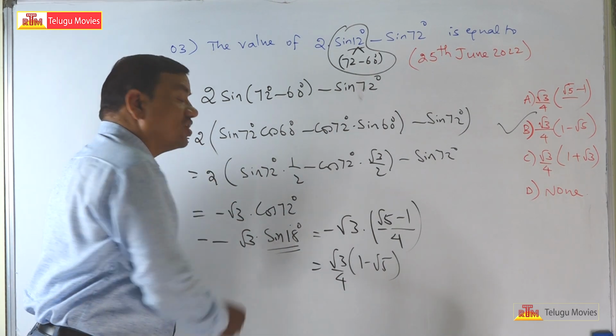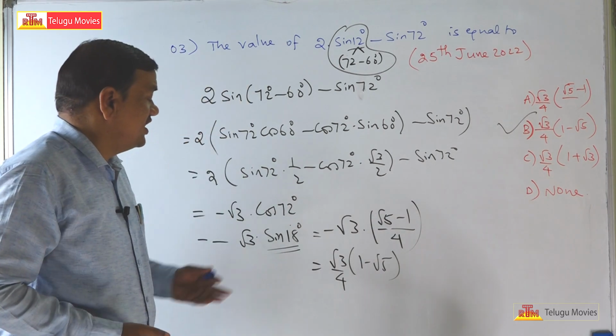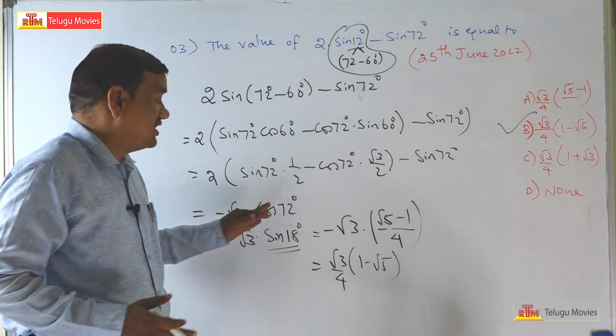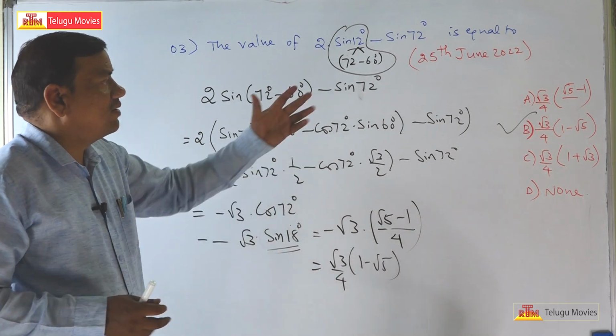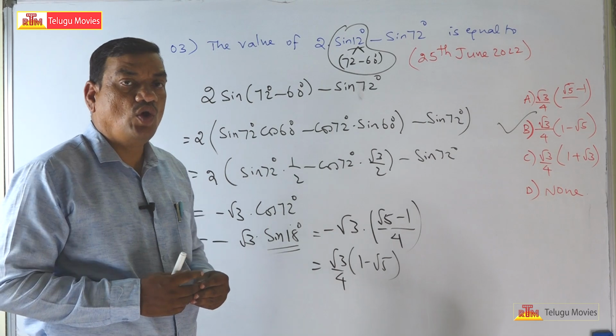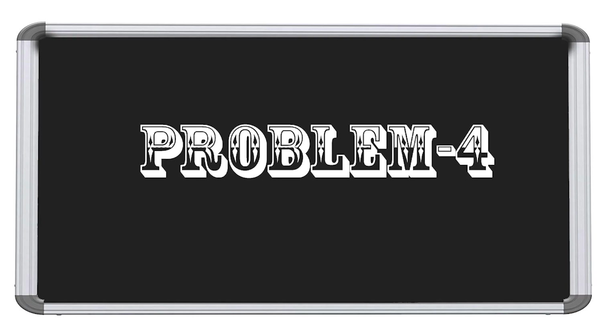Ultimately, if you know the value of sin 18 degrees or cos 72 degrees, which is also readily available, then the problem is very, very easy. So I hope that you understand the solution. Let us go for the next problem.